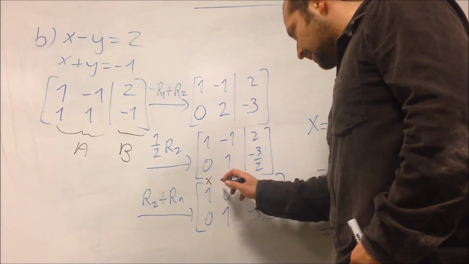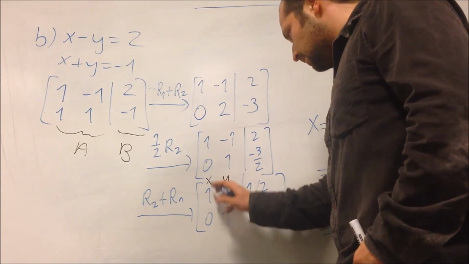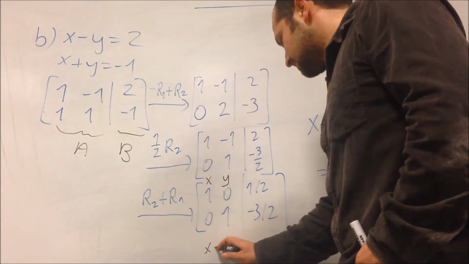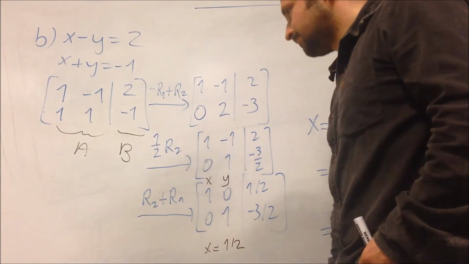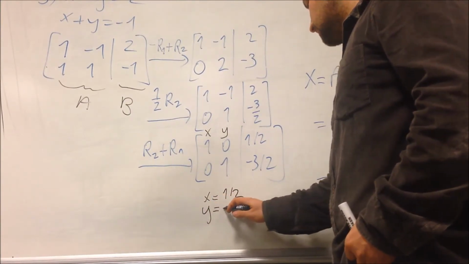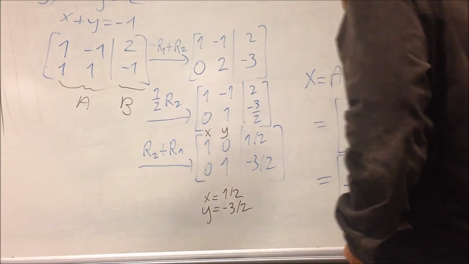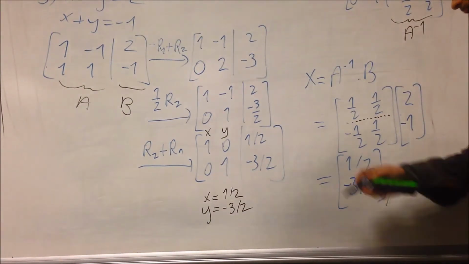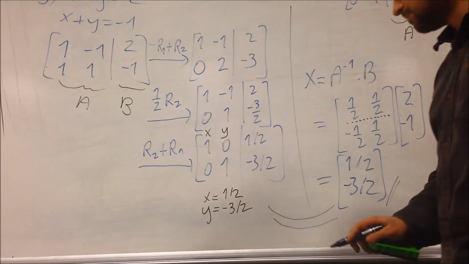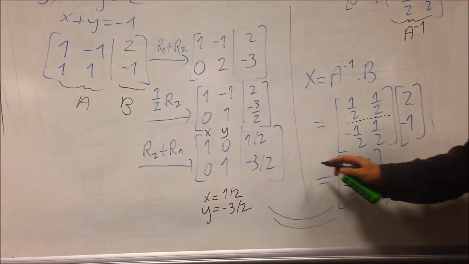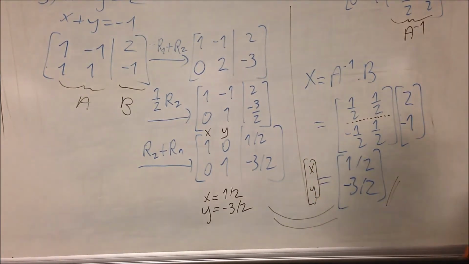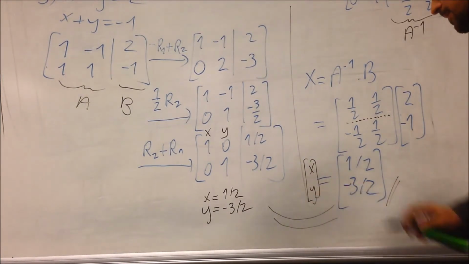So this is the column for x, this is the column for y. 1 times x plus no y equals 1 over 2. This means that x equals 1 over 2 and y equals minus 3 over 2. And as you see, we get the same solution. It's just represented in vector form on the right hand side.